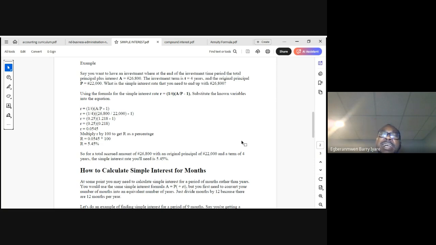Here we are asked to find the rate percent. We are given the amount. That is, amount is principal plus interest. We are given the principal and we are given the time. So using the formula for simple interest rate, which is there, r equal to 1 divided by T into A divided by P minus 1.